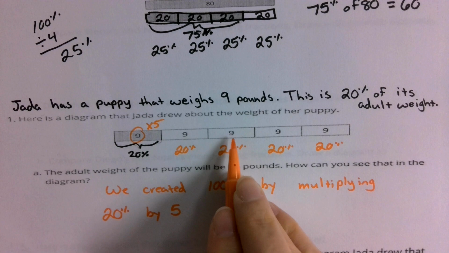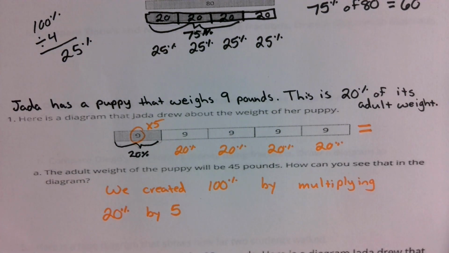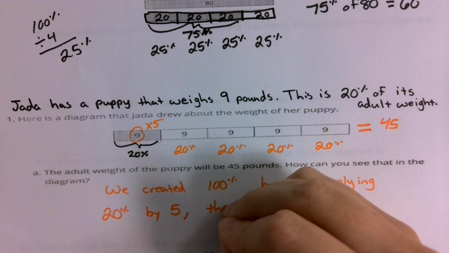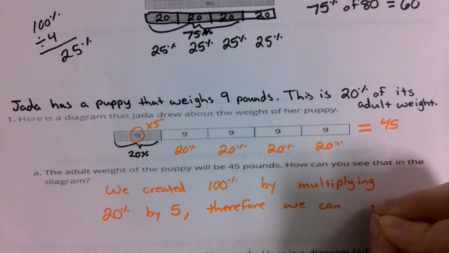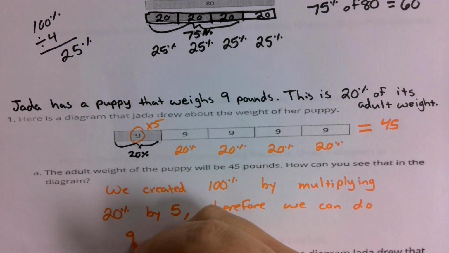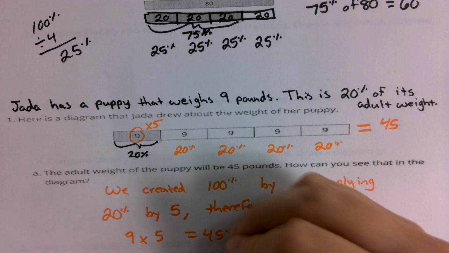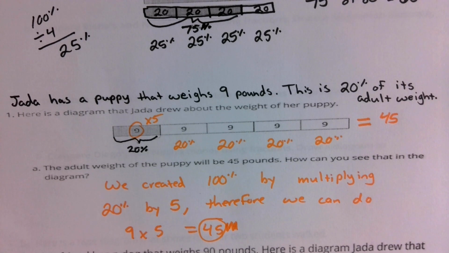So I've got 9, 9, 9, 9, 9, which when I calculate that all together is going to equal how much? 45. So therefore, we can do 9 times 5, and that equals 45. Okay, so that is not a percentage. That equals the weight of the dog as an adult. Okay?